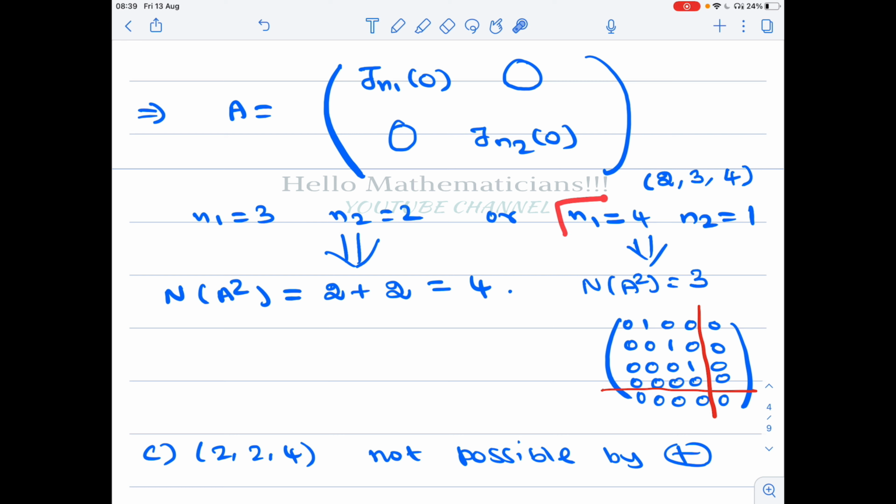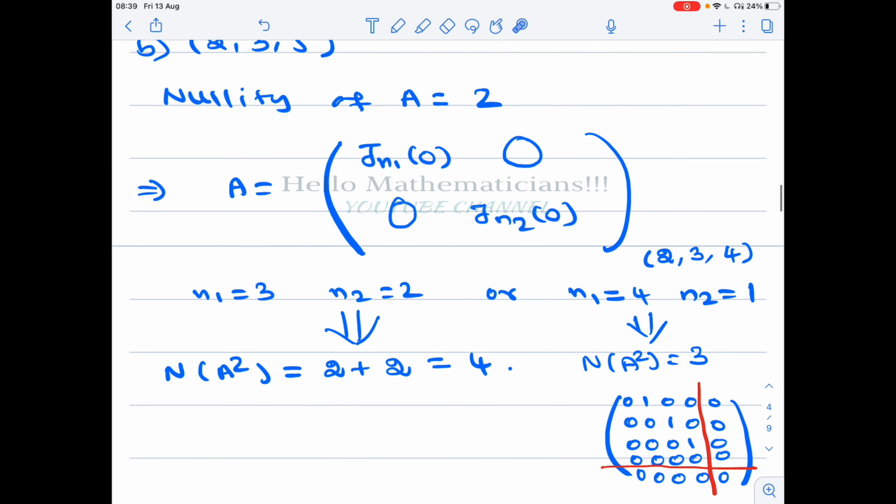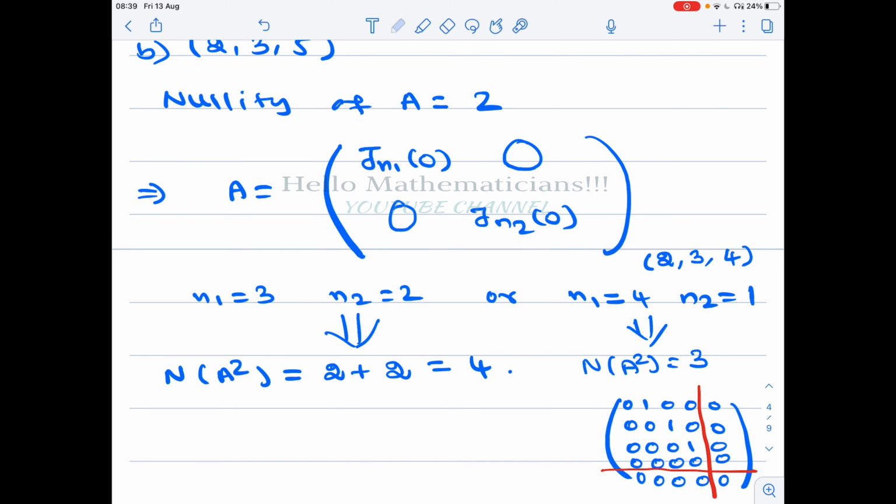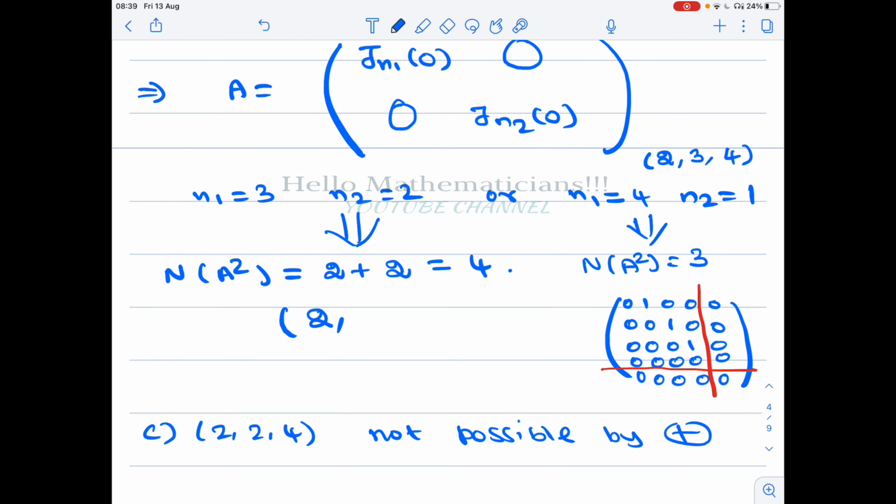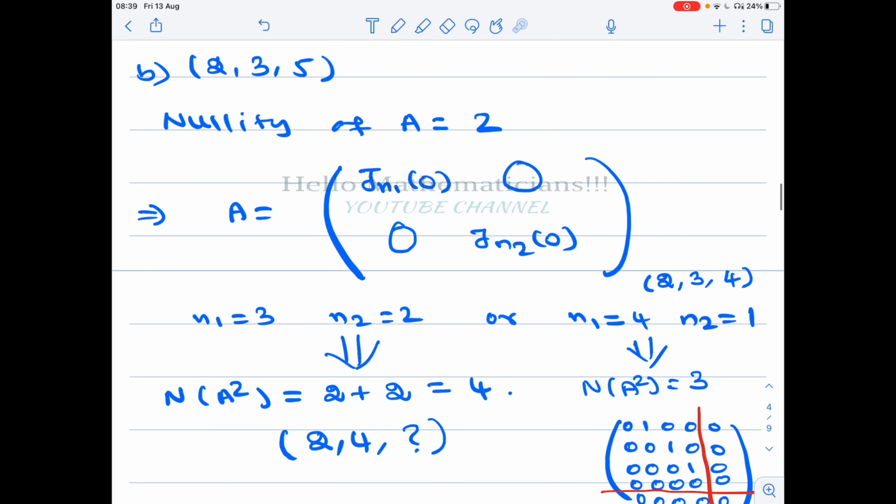So for this partition the associated nullity sequence is 2, 3, 4. Already we see this option is of the form 2, comma 4, comma, let's not worry about what is going to come here. So you see that this option is 2 3 5, but here we got 2 3 4, and here we got 2 4. Already it is not matching with the first two terms. Therefore this sequence is not possible. Okay, so let's continue with the next option.